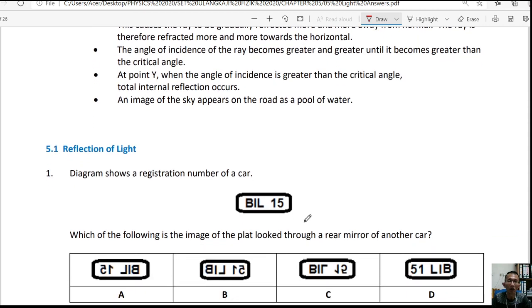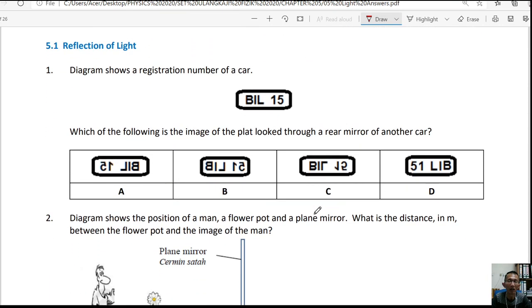So that's about it regarding the important ideas in light. Okay, so I stop here first before we continue with the problem solving.